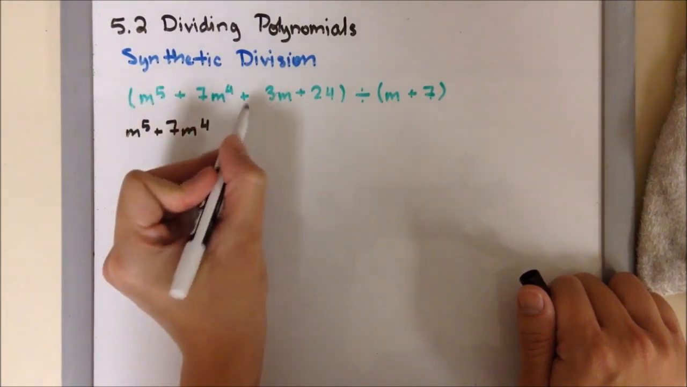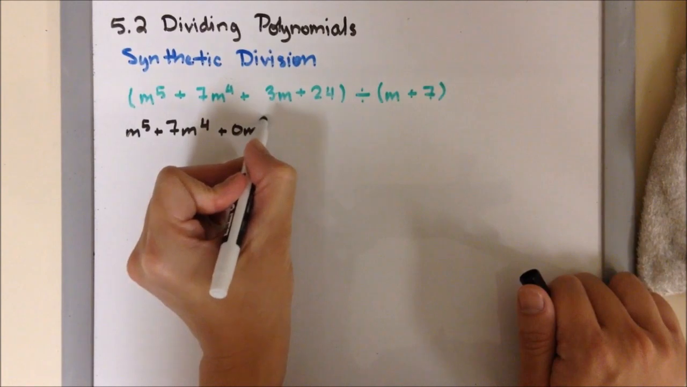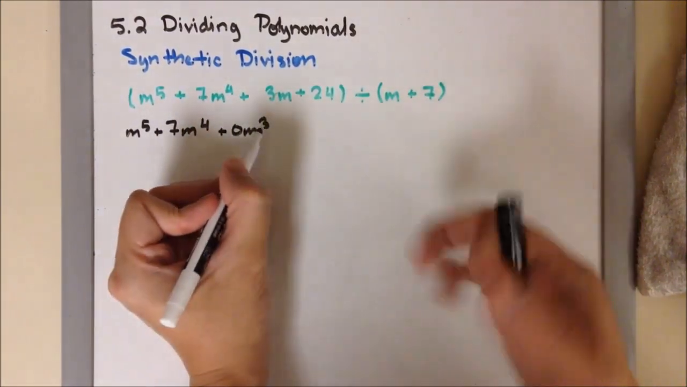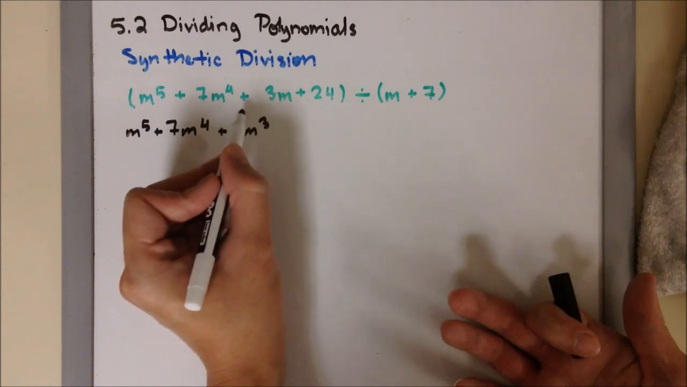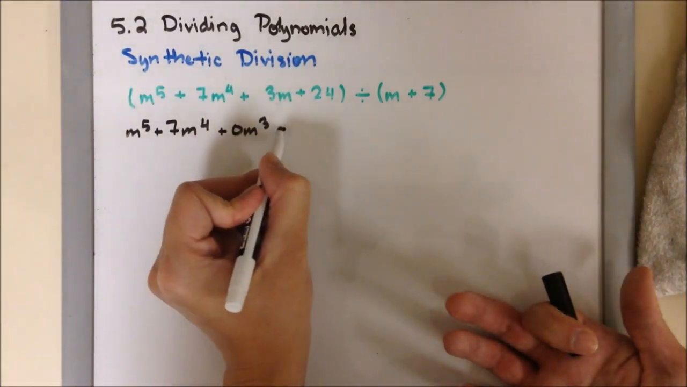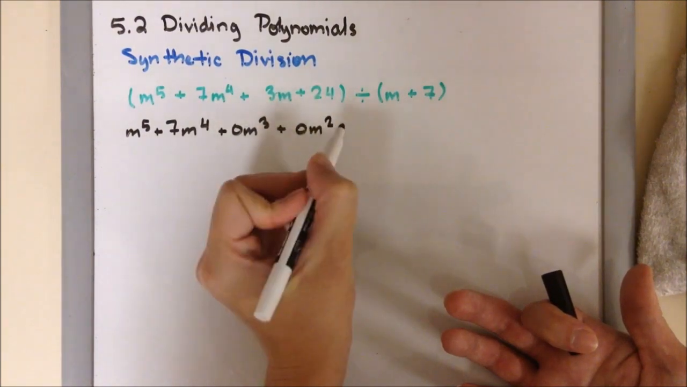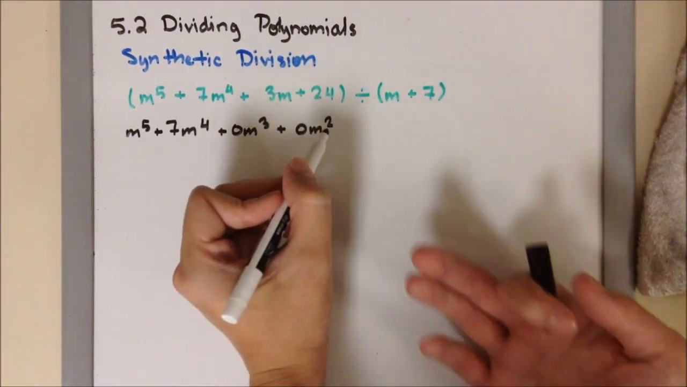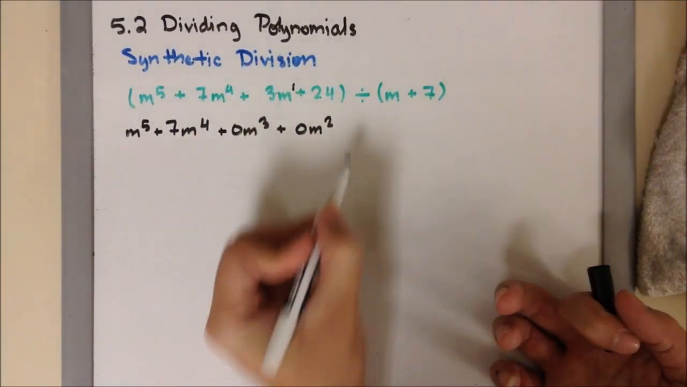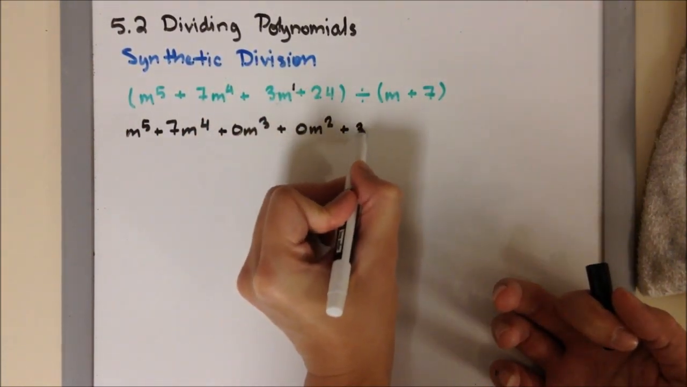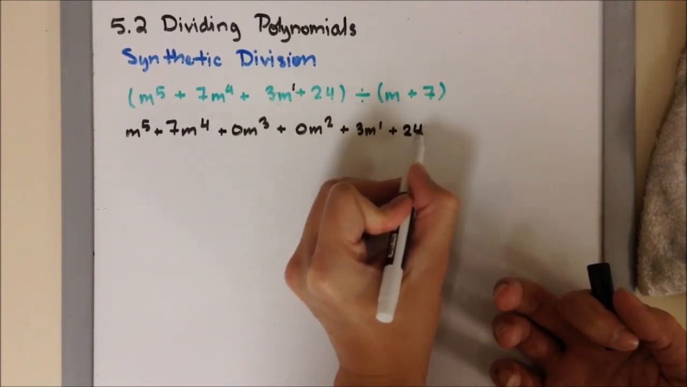Alright, so since I didn't have m to the 3rd, I'm going to put plus 0m to the 3rd. Now after the 3rd should come the 2m squared. I didn't have that in the original problem, so I'm going to also fill in 0m squared. And then after that should be m to the 1 power. I do have that one, which is right here. So plus 3m to the 1 power plus 24.